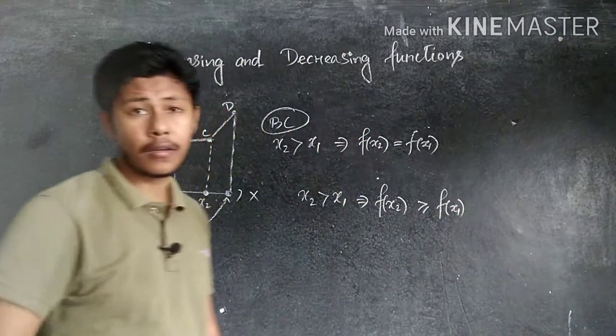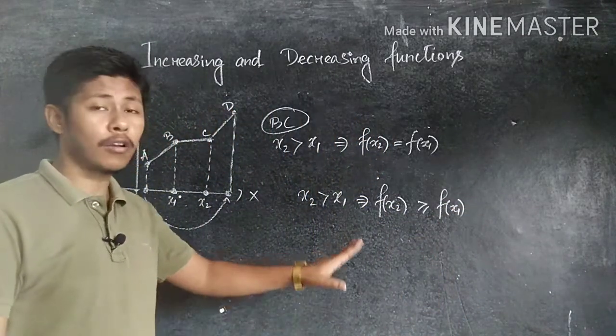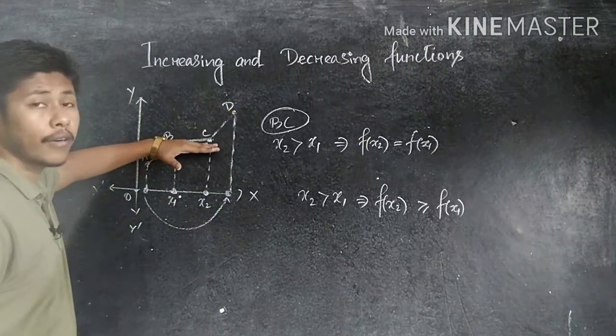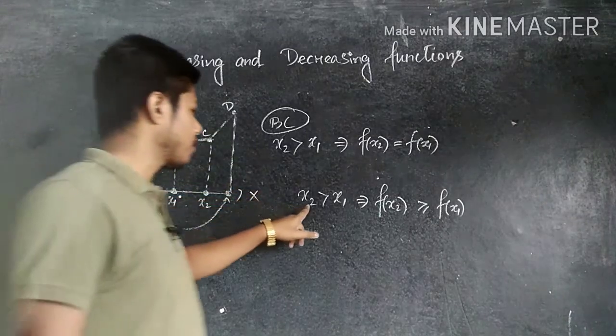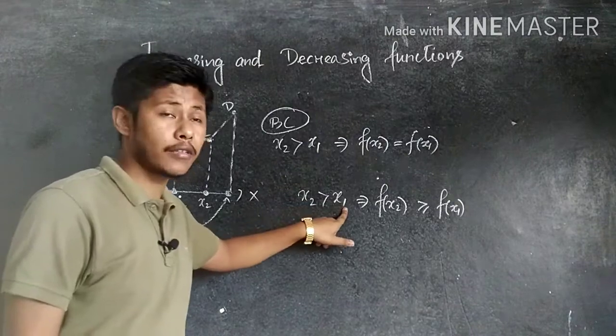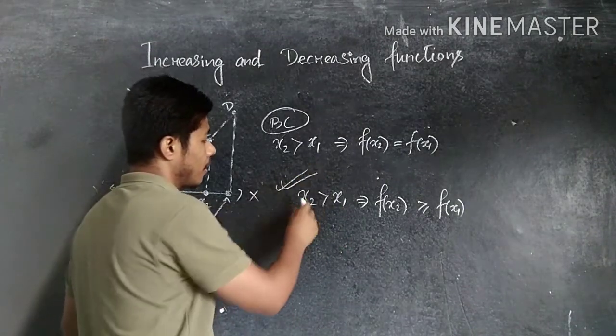Is it clear? I think all of you understood this one. For one part, it became greater, and for the other part, what happened? Equal. So that's why here the increasing function condition is this one. x2 is greater than x1, this is the increasing function condition.